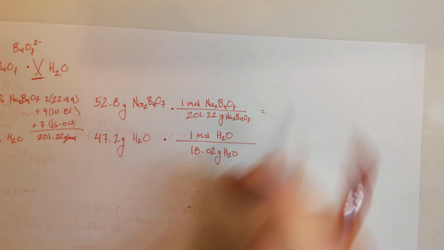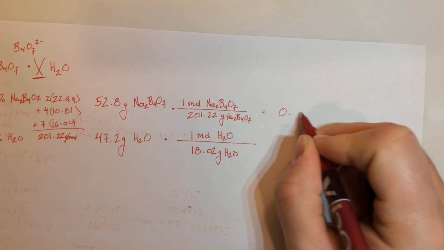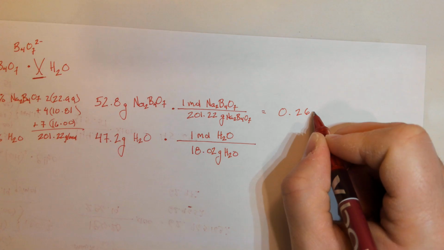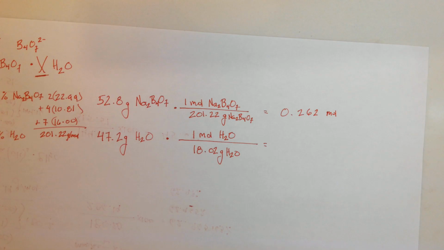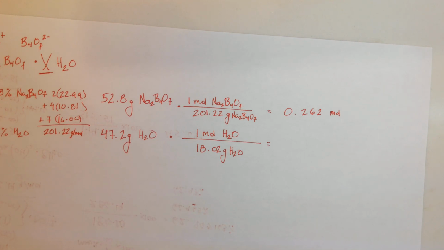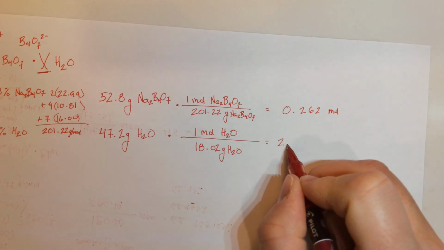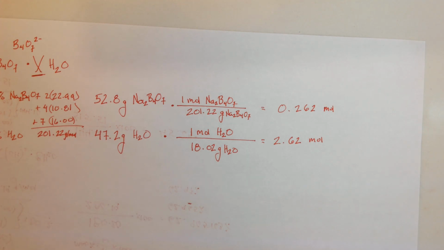And now we just convert to moles. So we've got 52.8. Go ahead and do this with me. 52.8 divided by 201.22 gives us 0.262 moles. Similarly here, we'll do 47.2 divided by 18.02, and that's going to get us 2.62 moles. Does anyone remember what to do now? What do we do now?